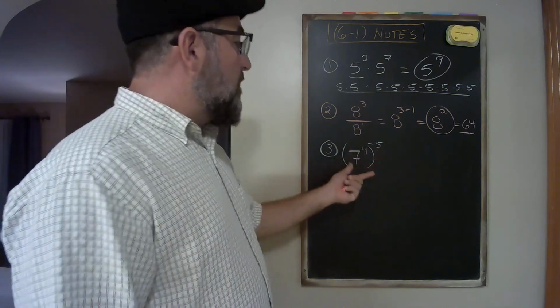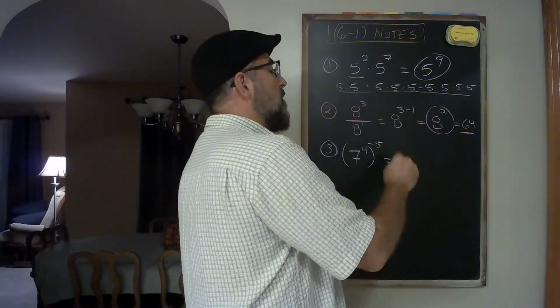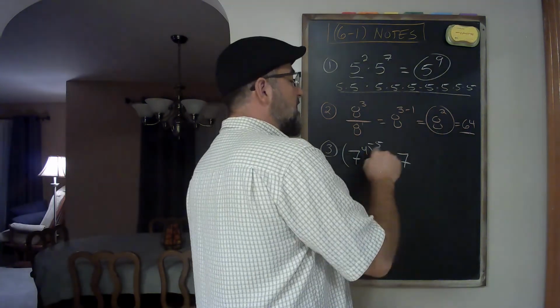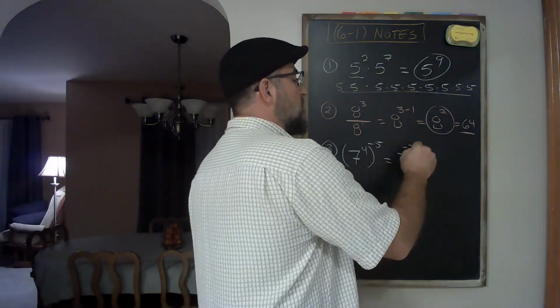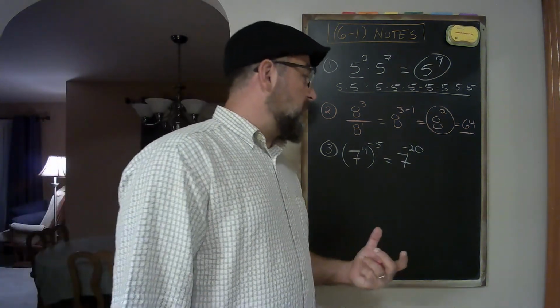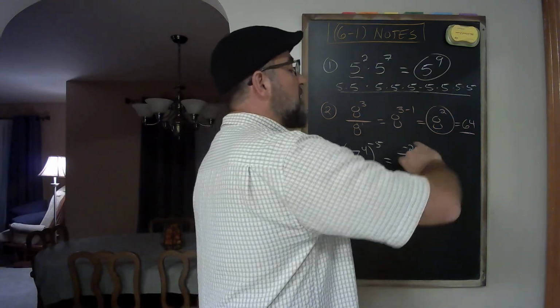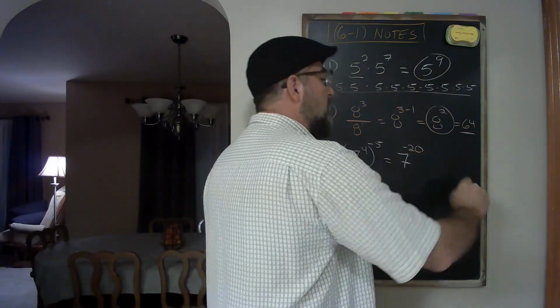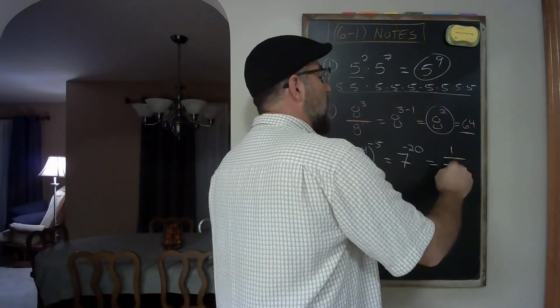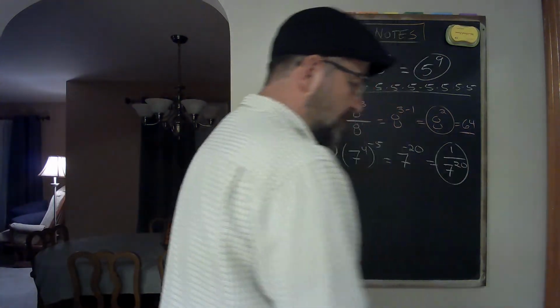This is a power of a power. Whenever you see a power of a power, you're going to multiply exponents. So you're going to say that 7 to the 4 times negative 5, which is negative 20. And I wanted you to answer only with positive exponents, so you can't forget that negative exponent rule. Remember, that negative exponent is going to make that power of 7 show up in a denominator. So 1 over 7 to the 20th. That's your answer to number 3.